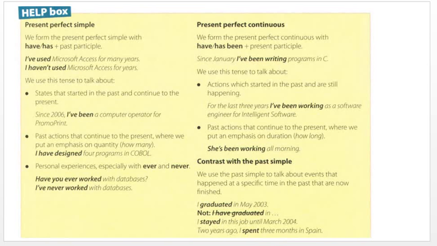Contrast with the past simple. We use the past simple to talk about events that happened at a specific time in the past that are now finished. I graduated in May 2003. We cannot say "I've graduated in 2003." That is wrong. I stayed in this job until March 2004. Two years ago, I spent 3 months in Spain.